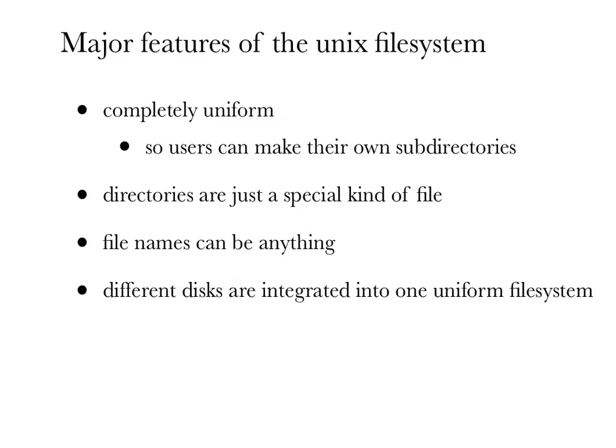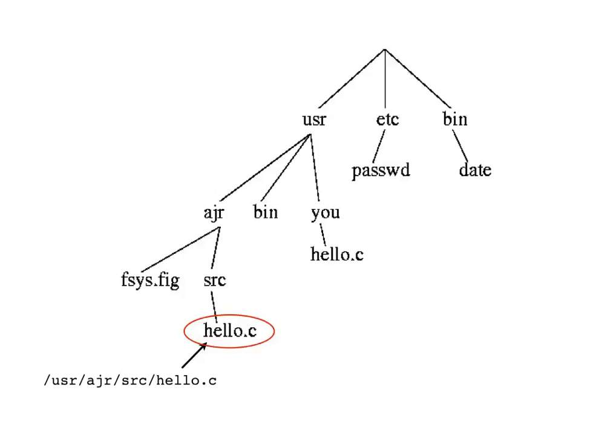All of the available disks are integrated into one uniform file system. I might have a file called user_agr source hello.c, and that might be on a different disk than your file called user_u hello.c. But a new disk can be associated with one portion of the directory tree, and it is seamless to users specifying file path names.